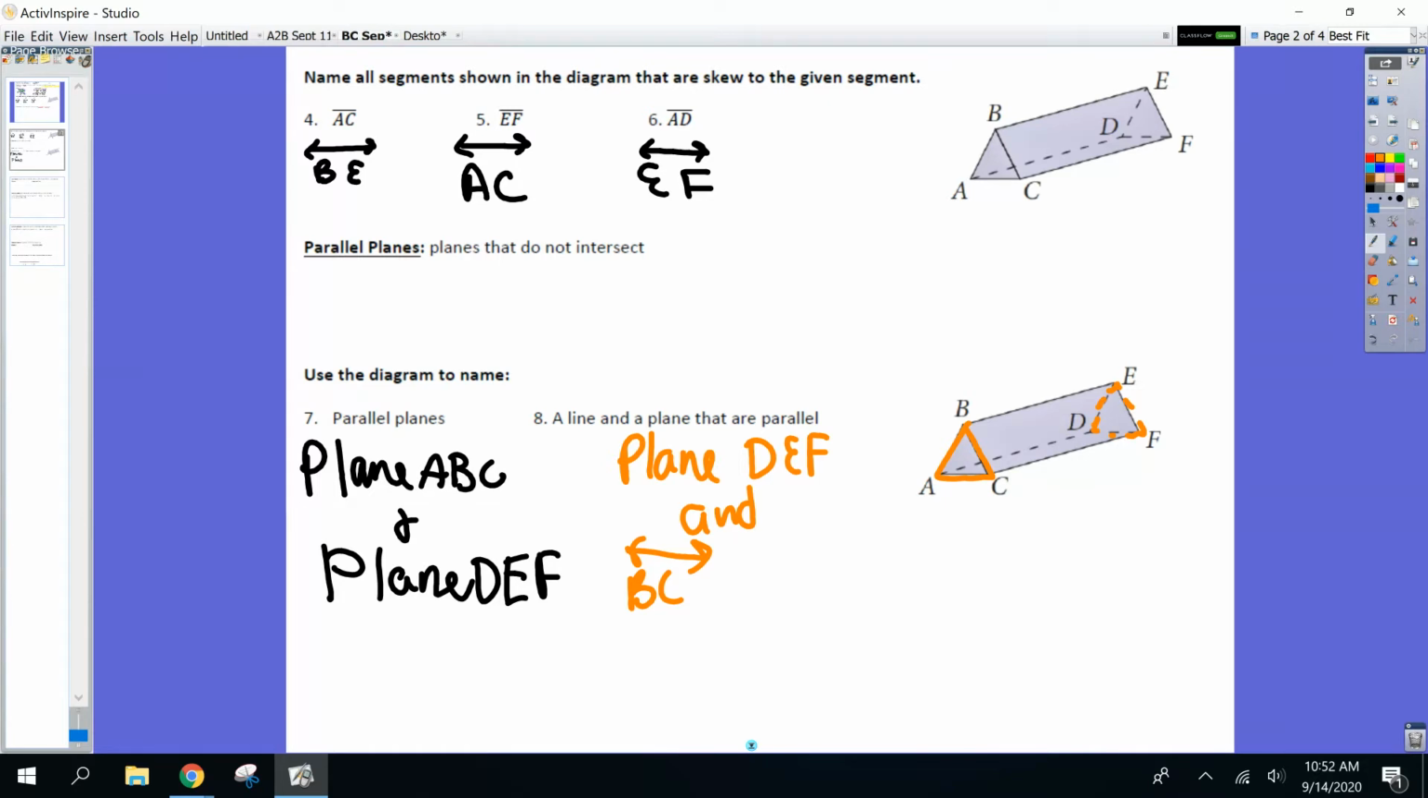I have a question. So would line BE and plane ACF be parallel? No, because ACF is not parallel to plane DEF. The line you pick has to be part of a plane that's parallel to the other one. Okay. See what I mean? Okay. Good questions, guys. Anything else? Because you're going to show off your algebra skills from 8th grade.